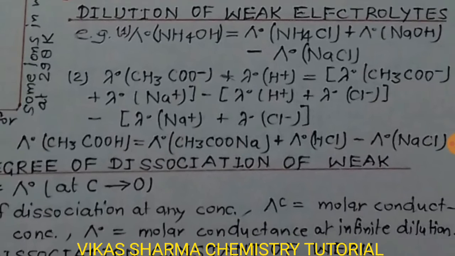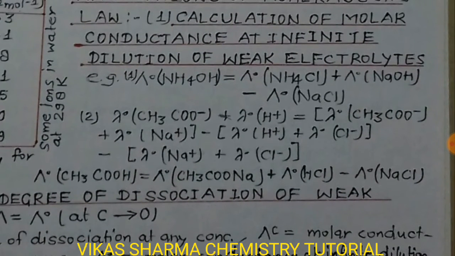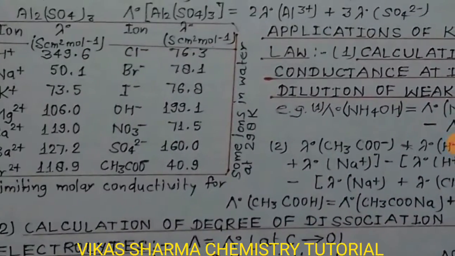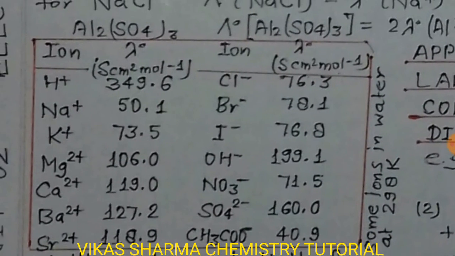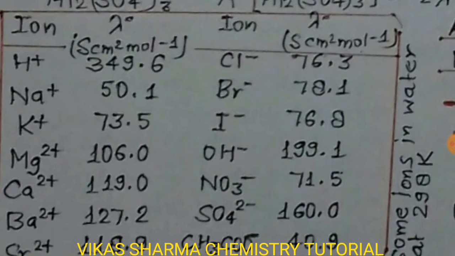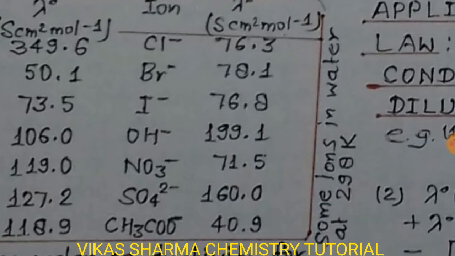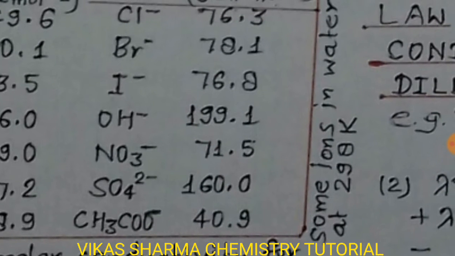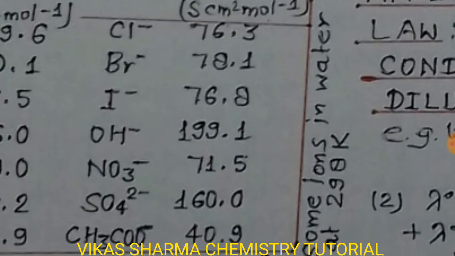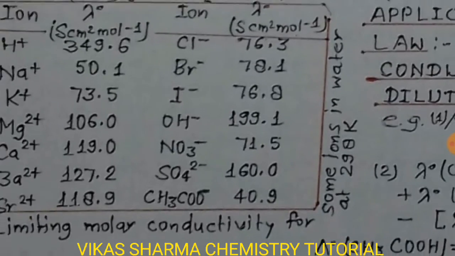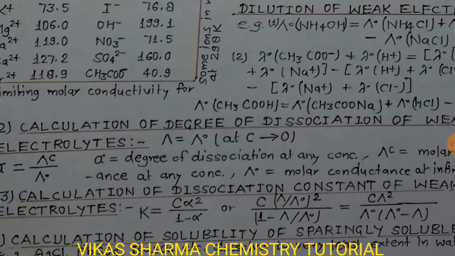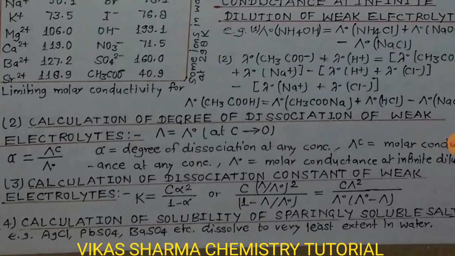So students, easily we can calculate the molar conductance at infinite dilution of a weak electrolyte. In some cases, the molar conductances of the ions are given. For example, hydrogen H positive is 349.6, a greater molar conductance, and chloride ion is 76.3. You have seen in the table the hydroxide ion has the greatest molar conductance compared to all the other anions. So students, the second application is calculation of degree of dissociation of weak electrolytes.